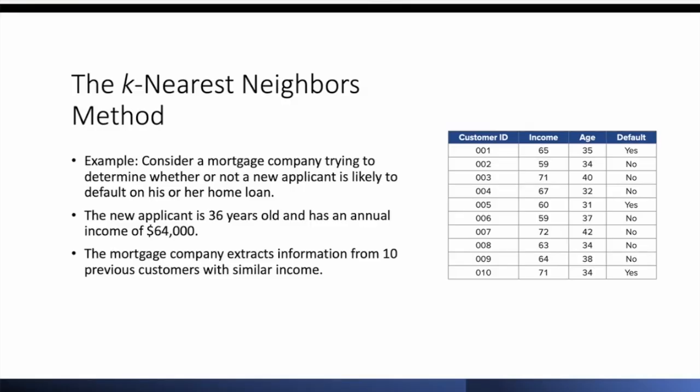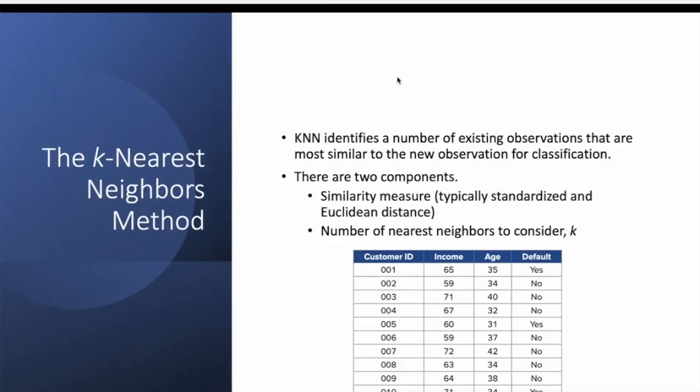Consider a mortgage company trying to determine whether or not a new applicant is likely to default on his or her home loan. The new applicant is 30 years old and has an annual income of $64,000, and the mortgage company extracts information from 10 previous customers with similar income in thousands. These are the income and age characteristics, as well as whether or not the customer defaulted on the loan. So these are from the past information. So the KNN in this case works by identifying a number of existing observations, in this case past loan applicants, that are most similar to the new observation, which is the new applicant.